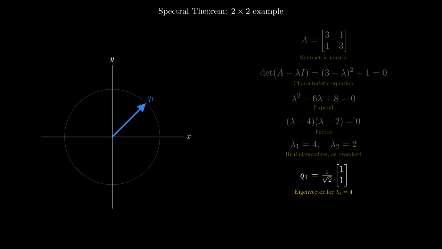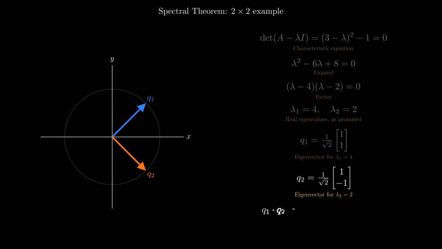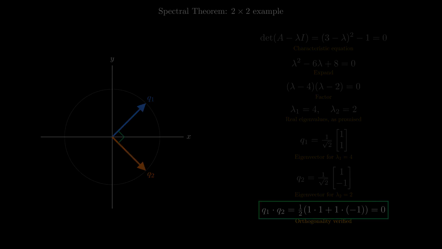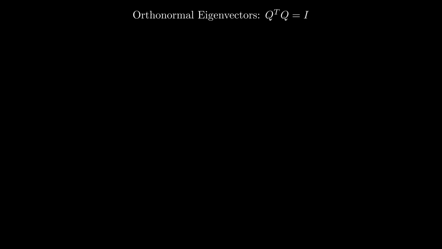Solving for the eigenvectors, we find 1, 1 for lambda equals 4, and 1, negative 1 for lambda equals 2, each scaled by 1 over the square root of 2, so they have unit lengths. Now take their dot product. 1 times 1 plus 1 times negative 1 equals 0. They are perpendicular. When the eigenvectors are orthonormal, we give the matrix a special name.